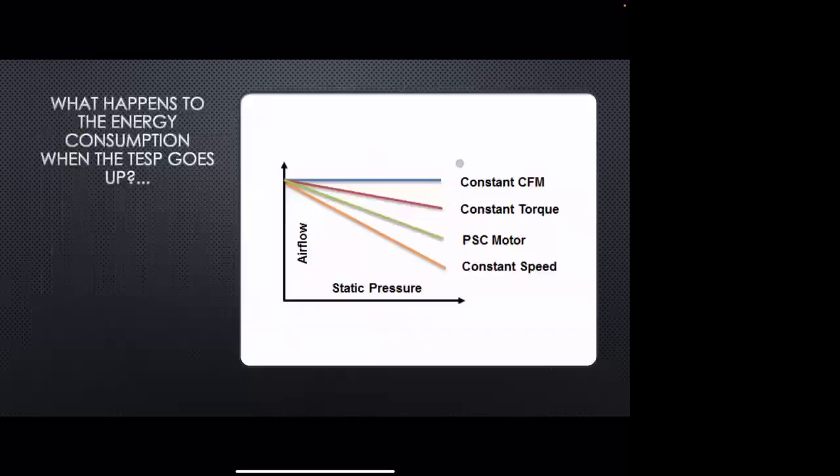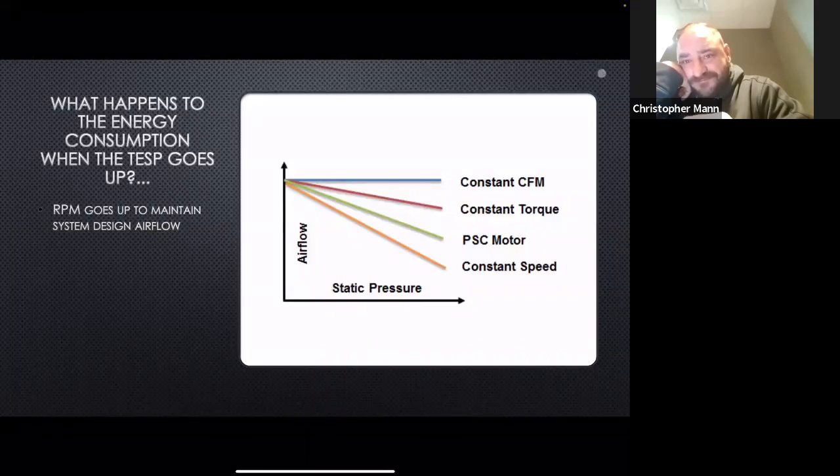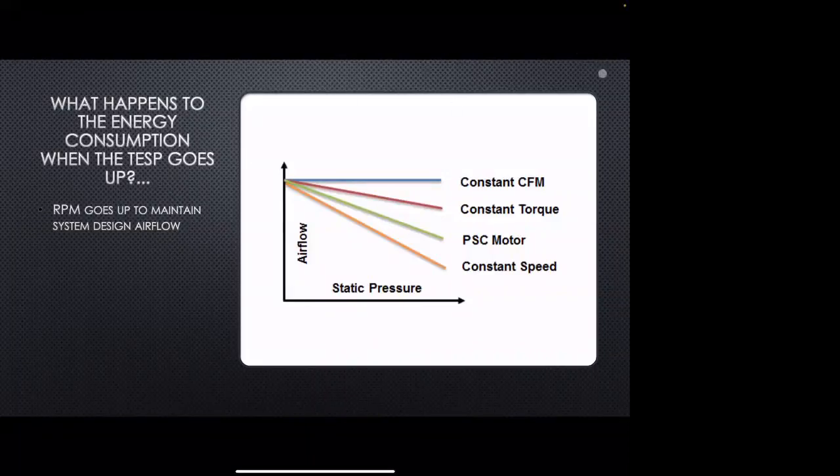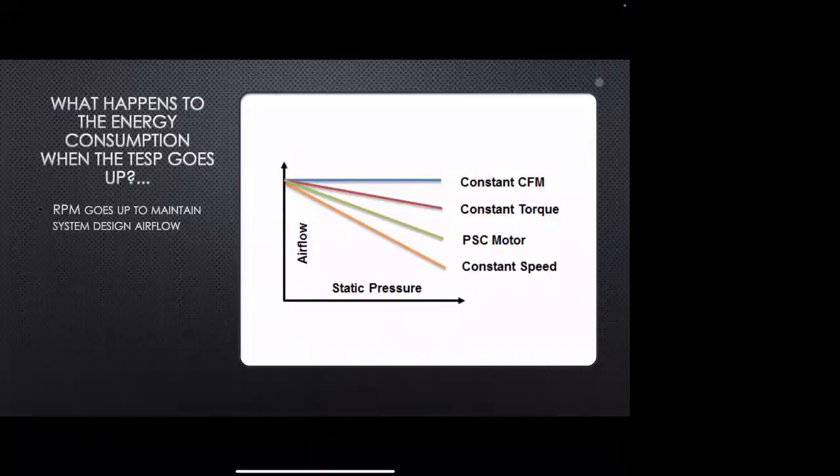So if RPM goes up and total external static pressure goes up, the airflow is going to stay pretty constant or close to. What's going to happen to the energy consumption? It's going to go up. So they're going to be spending more than they did with the PSC. How many times have you heard that? Lots. Exactly. So we hear it constantly.